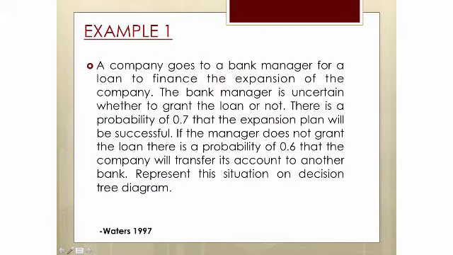Let's look at an example. A company goes to a bank manager for a loan to finance the expansion of the company. The bank manager is uncertain whether to grant the loan or not. There is a probability of 0.7 that the expansion plan will be successful. If the manager does not grant the loan, there is a probability of 0.6 that the company will transfer its account to another bank. Represent the situation on a decision tree diagram.